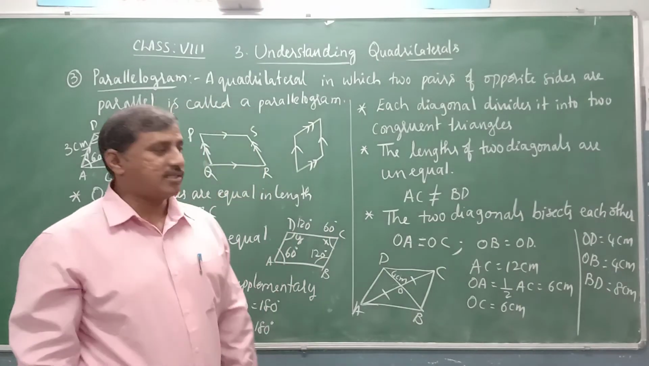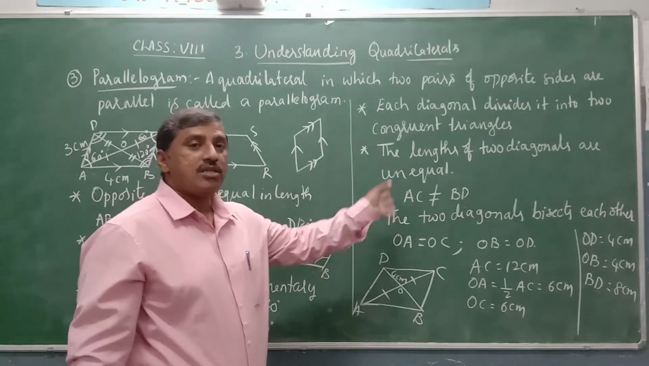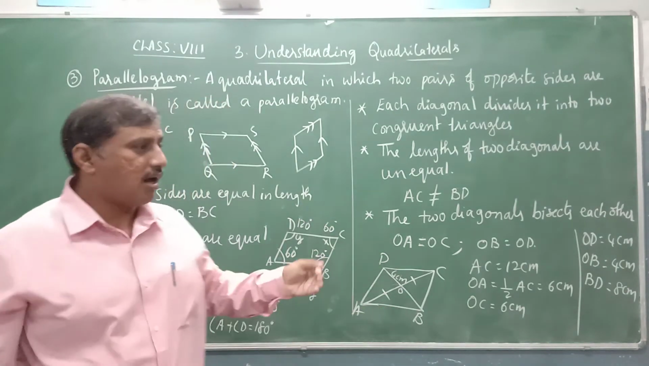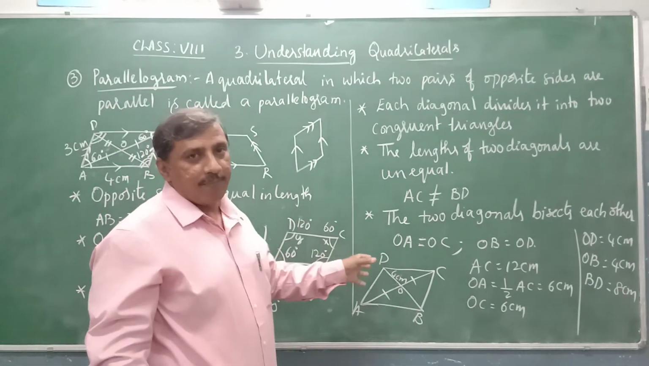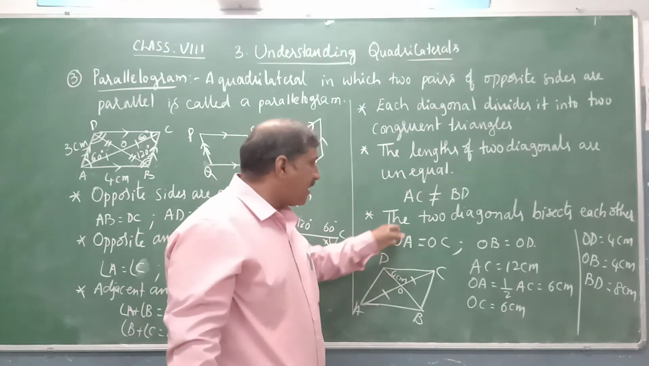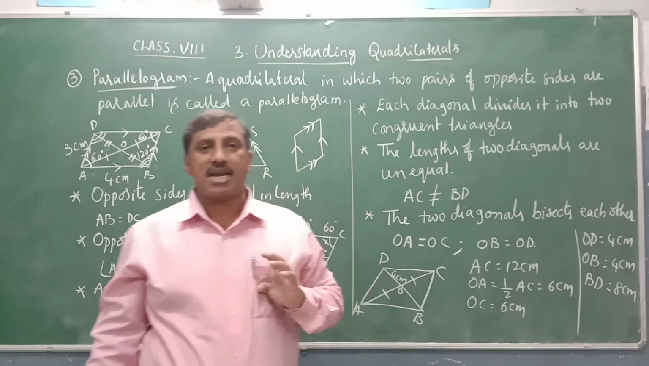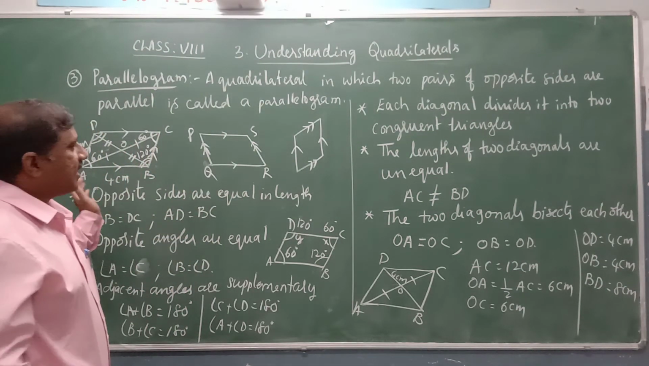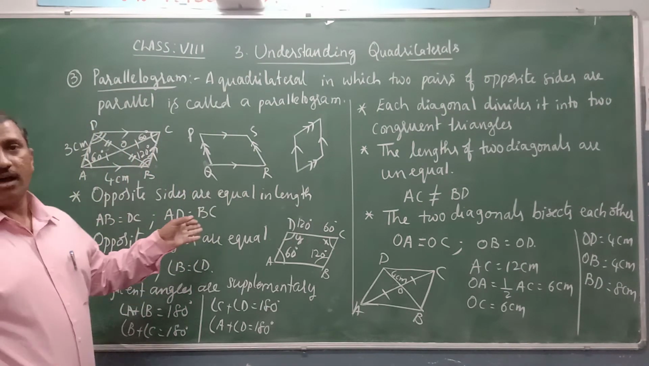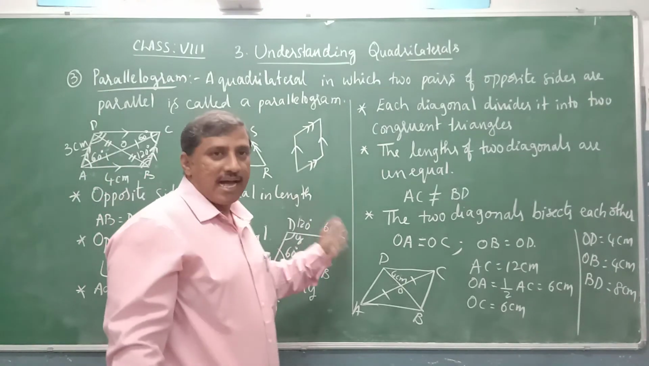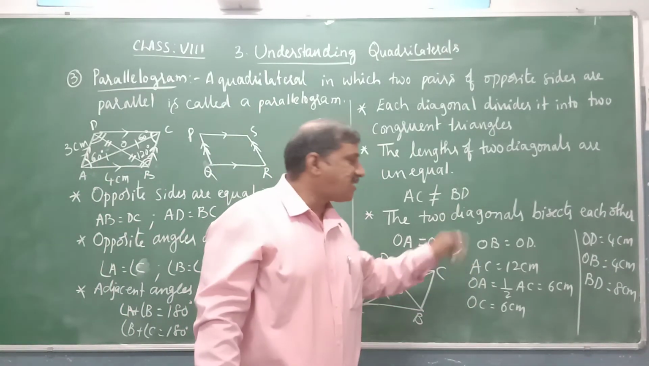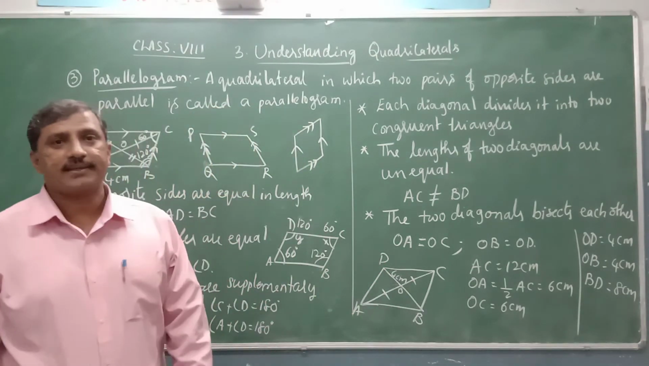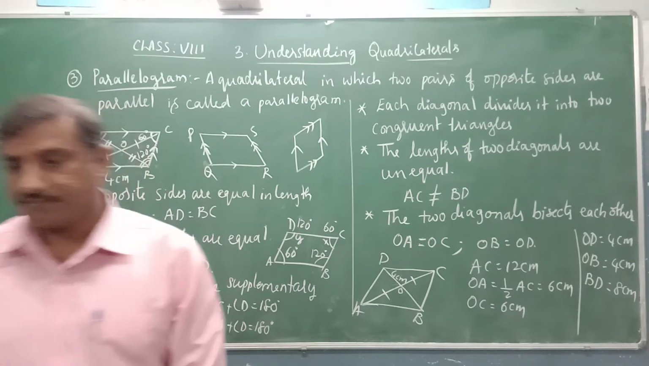8 centimeters. So we use this property to find the length of the diagonal of the parallelogram, or each part of the diagonal also we can find by using this property. Based on this we can find the opposite sides or opposite angles, or even the lengths of the diagonals also. Is it clear, children?